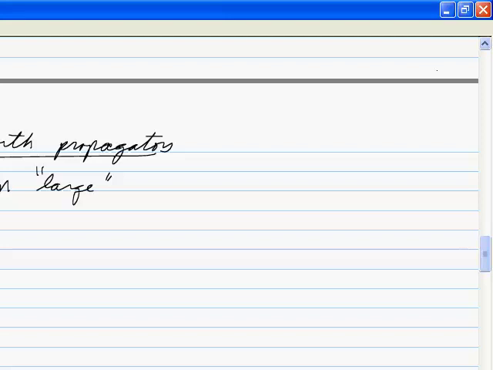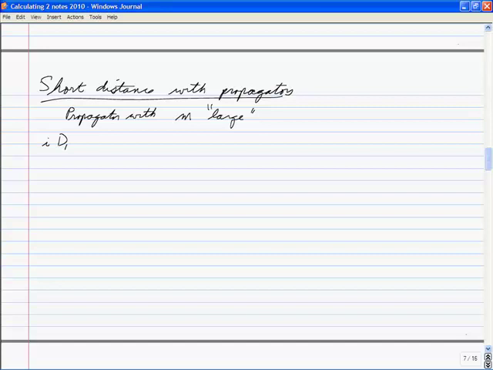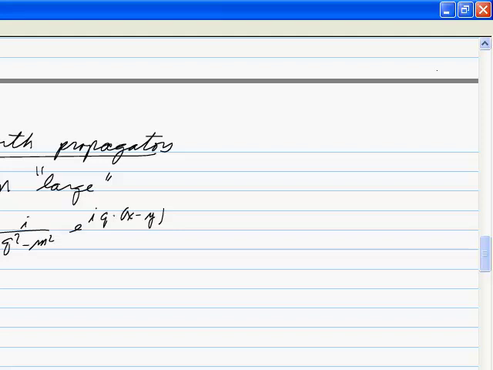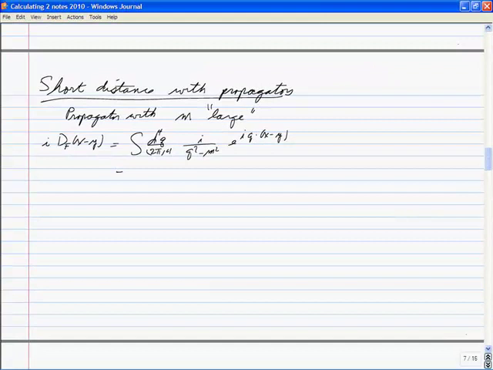Now, we'll come back to what large compared to what. We have i times the Feynman propagator of x minus y, which in general is the integral d4q over 2 pi to the fourth, i over q squared minus m squared, e to the i q dot x minus y. Well, if m is large, every physicist would know what to do. You take that and you expand it, right?